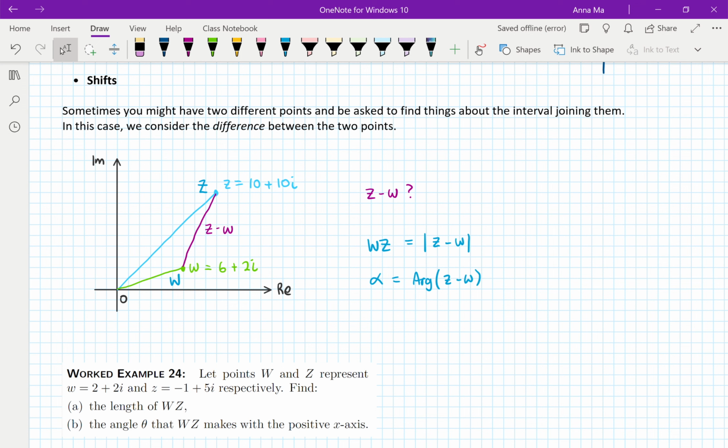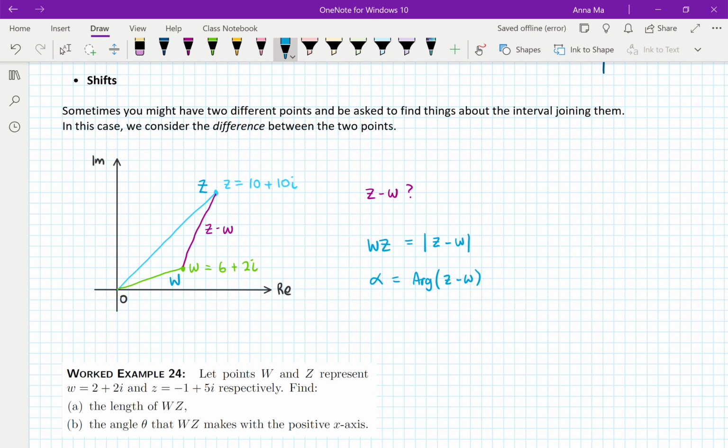Sometimes you might have 2 different points and you might be asked to find things about the interval that's joining those 2 points. In that case, we need to think about the difference of the coordinates between those 2 points. Now, this is going to make a lot more sense if we did vectors first, but because that chapter is going to be covered in term 1 of next year, hopefully when we revise the chapter it will make more sense. But we do start talking about vectors in the latter exercise in this chapter as well, so it's not too far away.